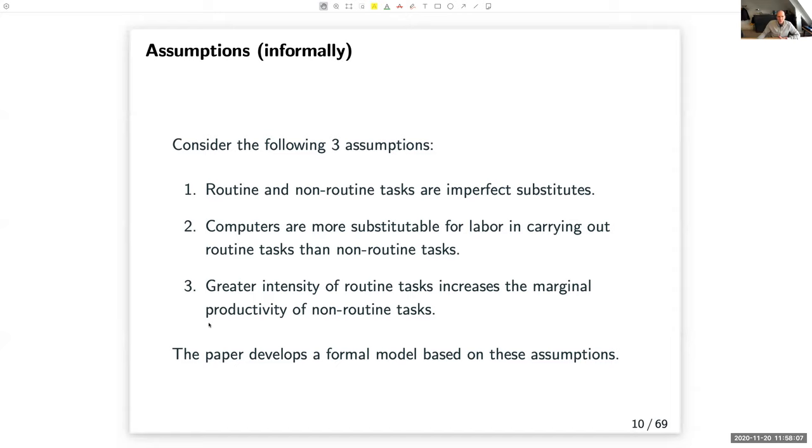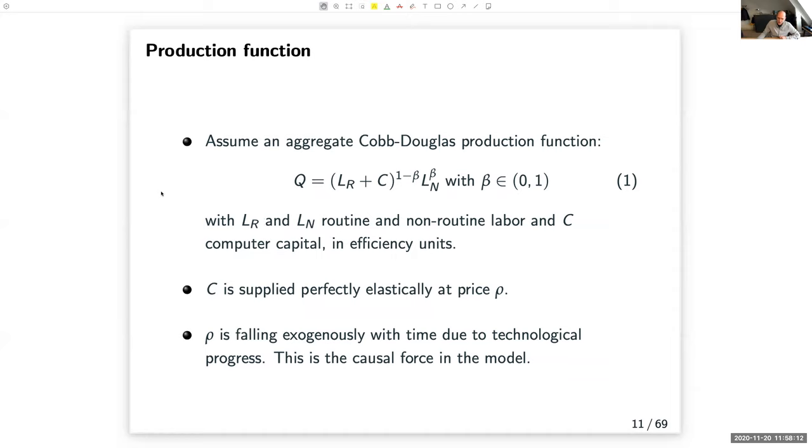So, can we write down those three assumptions in a production function? The answer is yes, that's what we do here. Assume an aggregate Cobb-Douglas production function where you produce output using routine tasks, which consist of LR, routine labor tasks, and C, computers, and they're perfect substitutes. The term in brackets is routine tasks, and LN are non-routine tasks, which can only be done by workers. We assume that C is supplied perfectly elastically at price rho, and the price of computers is going to fall due to technological progress, and this is going to be the causal force in the model.